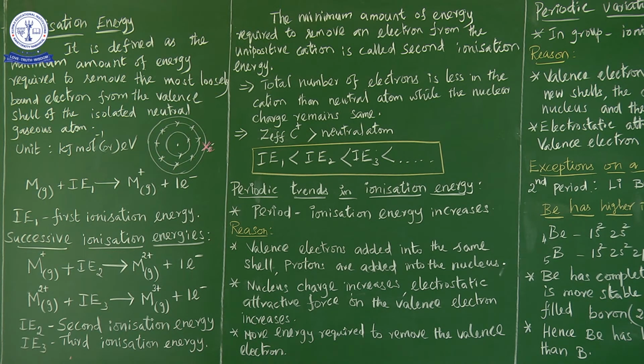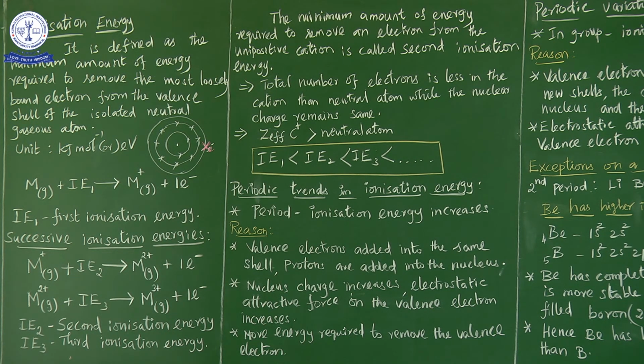Because it attracts very strongly, a little energy is not enough; it needs a more amount of energy, an excess of energy, to remove the electron. So more energy is required to remove the valence electron. So the ionization energy increases along the period.